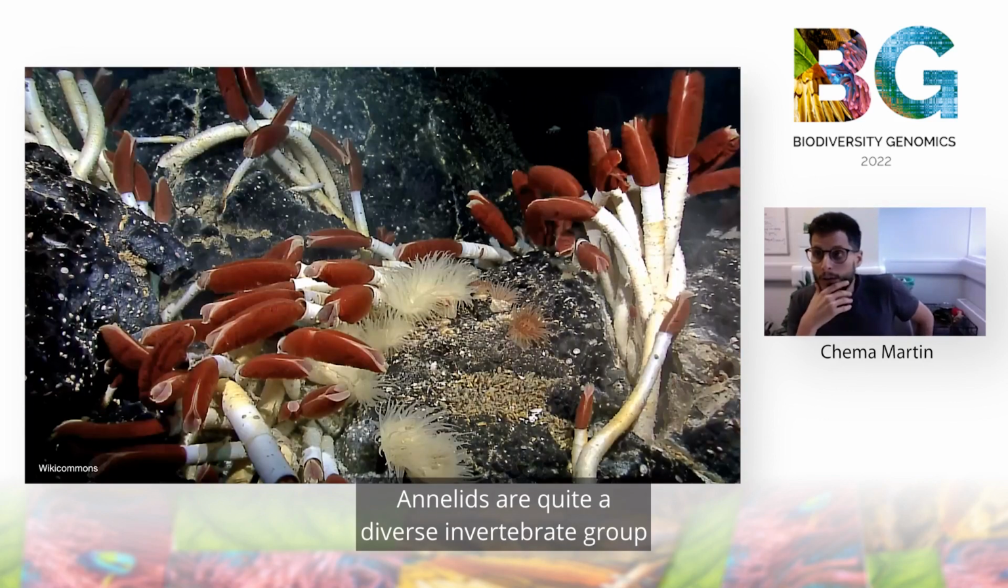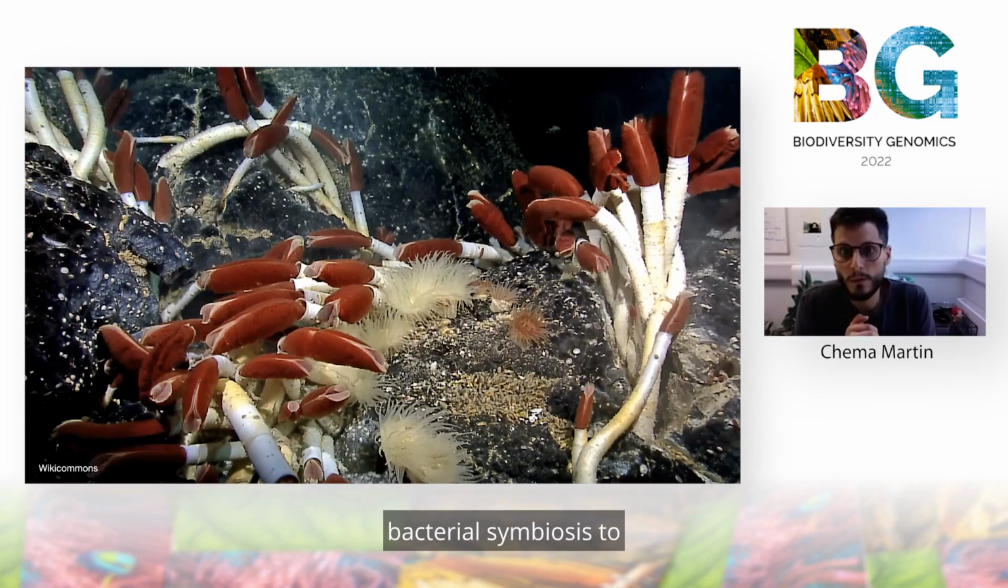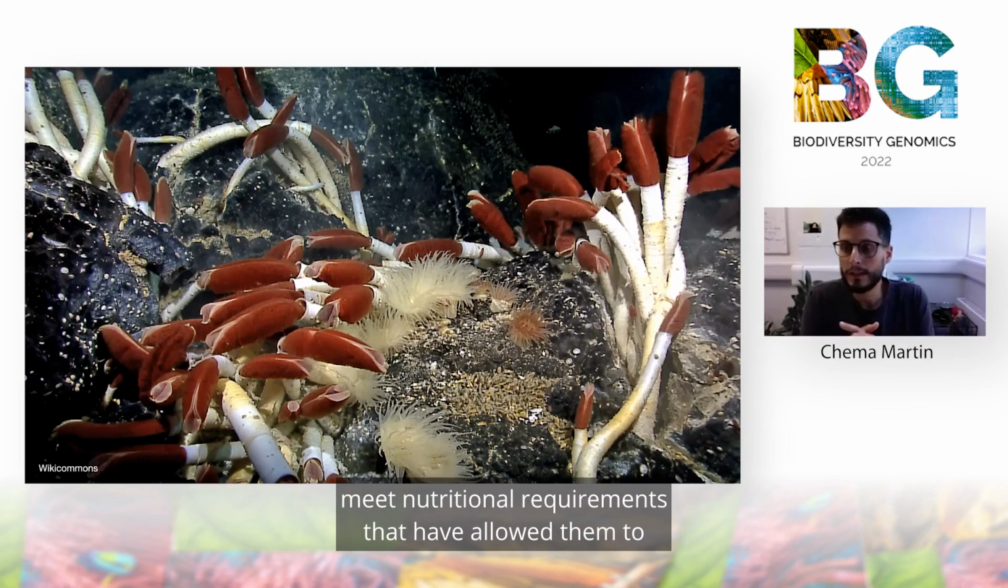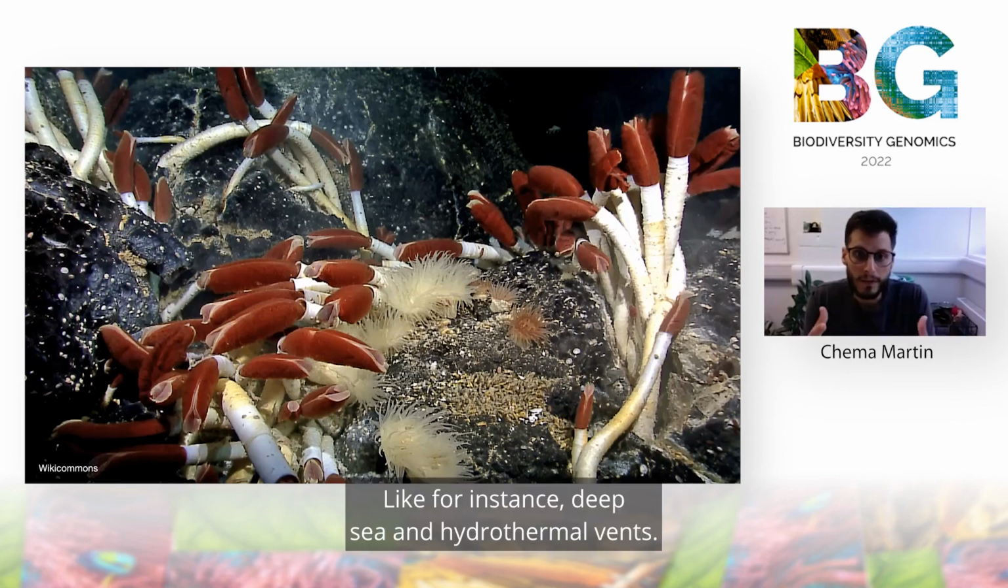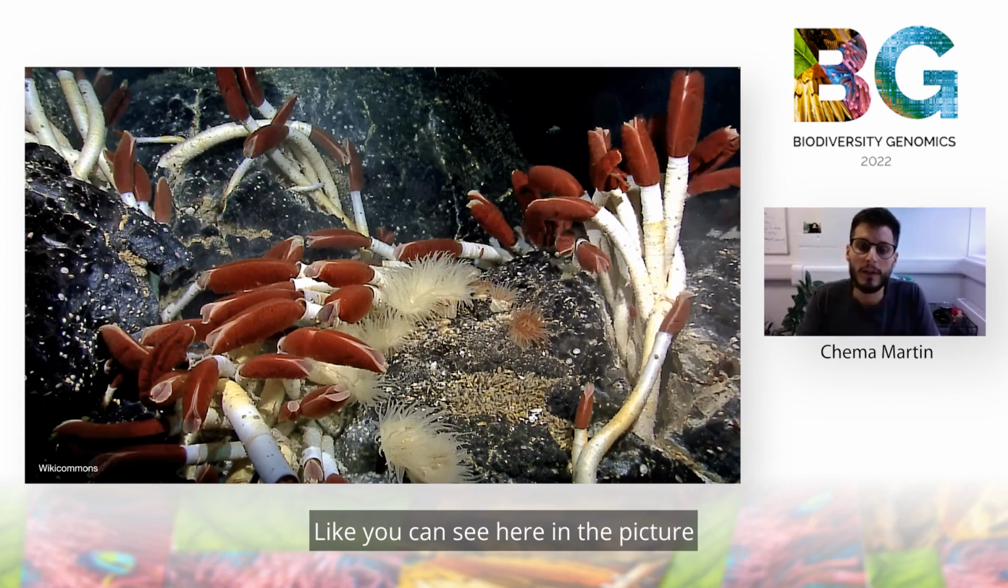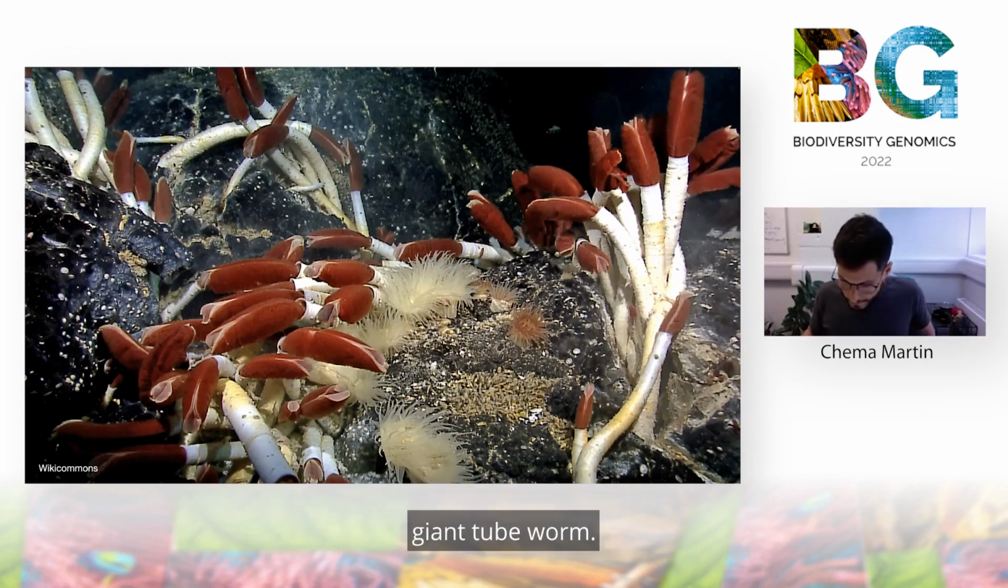Annelids are quite a diverse invertebrate group that has evolved bacterial symbiosis multiple times to meet nutritional requirements, which has allowed them to colonize many of the most extreme environments on Earth. Like, for instance, the deep sea and hydrothermal vents, like you can see here in the picture, Riftia pachyptila, the iconic giant tube worm.